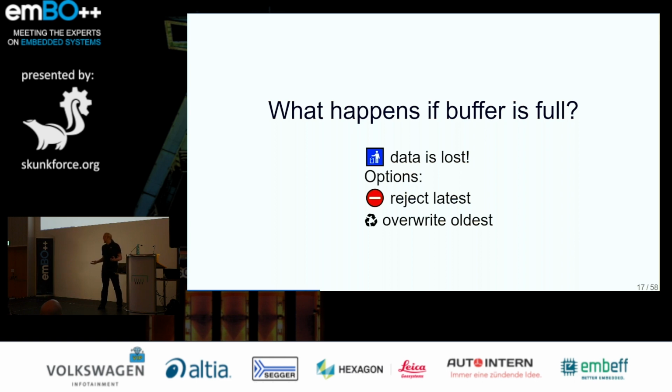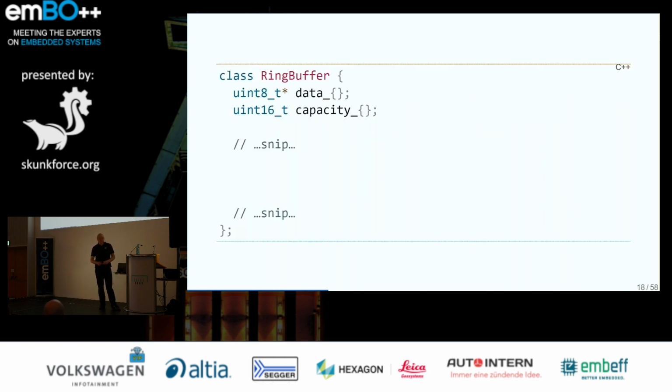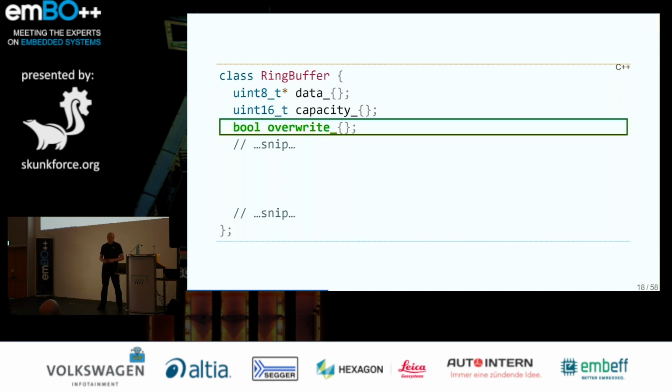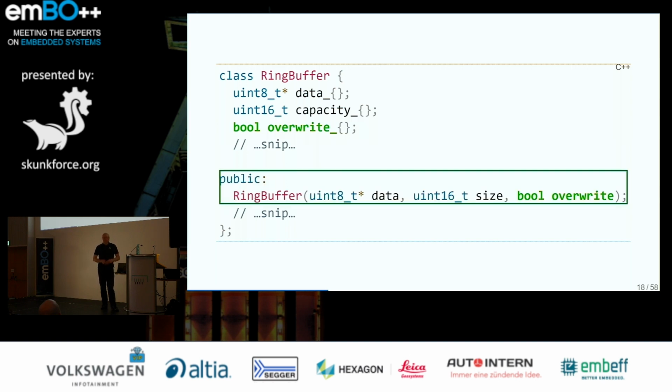So, good idea. Let's implement that in our ring buffer. So we add a bool that states whether to overwrite the data. If we are not overwriting, we reject the latest data. If we are overwriting, the oldest data gets deleted. So we extend our constructor and basically say when the ring buffer is constructed, we know if we do overwrite or not. That's all the changes we need. Internally, of course, we have to change the implementation a bit, but from the outside, that's the perspective. Okay, now everybody should be happy.